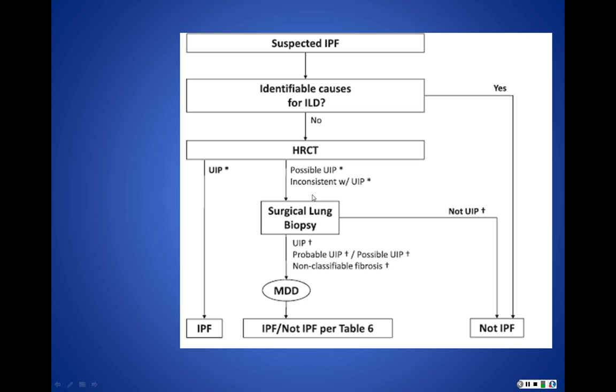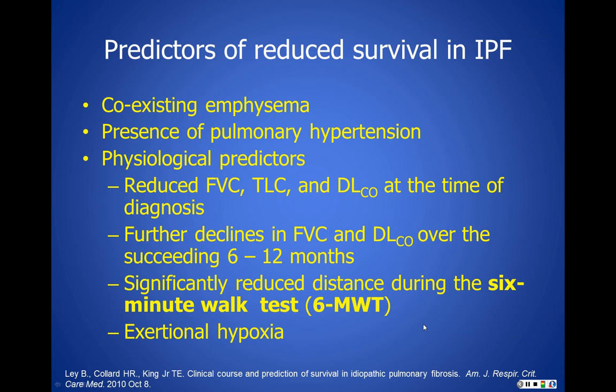Okay? Some cases, high resolution CT scan is possible UIP or inconsistent. We may have to go for surgical lung biopsy. If biopsy finds UIP features, okay, then we have to have a multidisciplinary discussion before we diagnose IPF. Any questions on the diagnosis on that one? So please remember, you have to have shortness of breath and cough, crackles and clubbing, UIP features on pathology, UIP features on radiology, then you make a diagnosis.